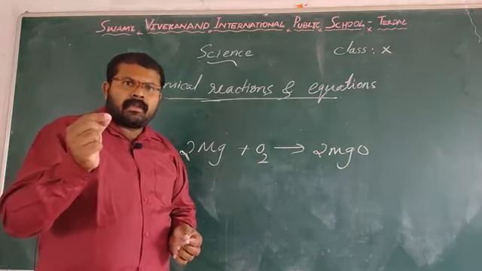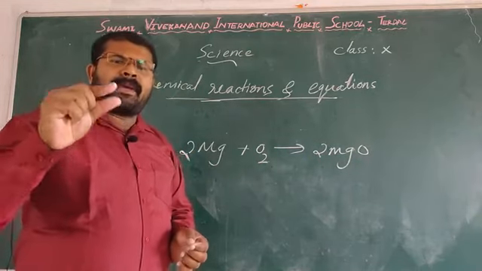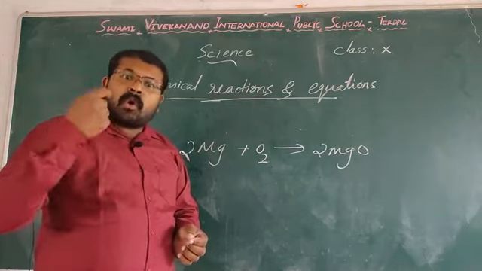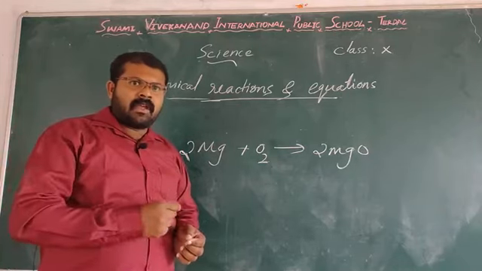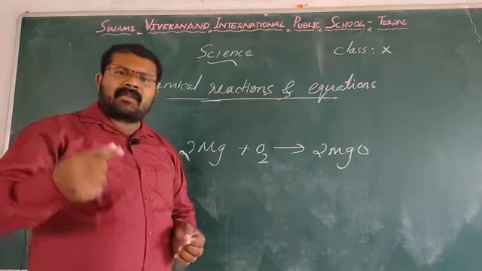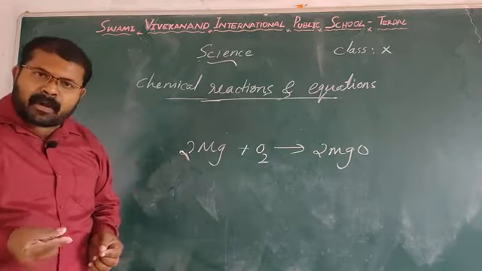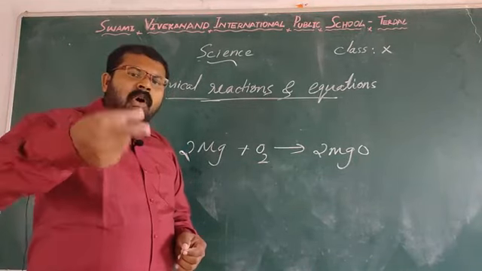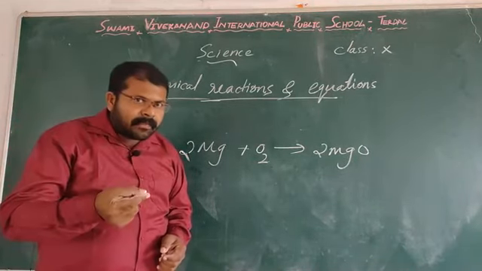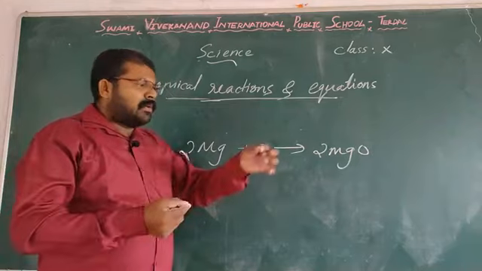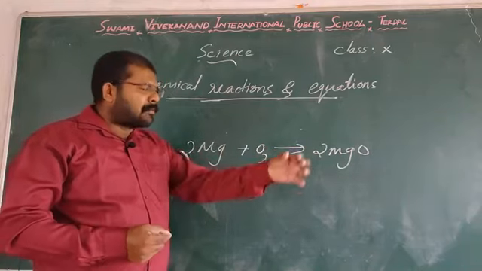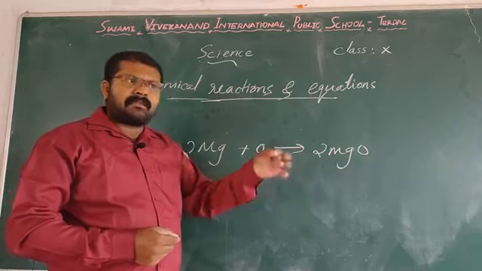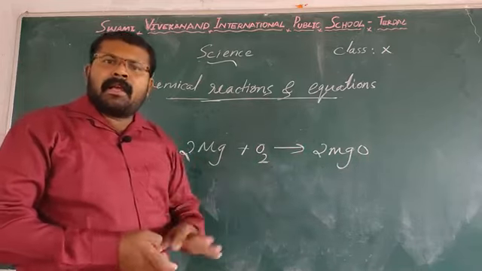Tongs is an equipment or a device used in the chemical lab to hold chemical vessels. Different chemical vessels you can handle or hold with the help of tongs. So you have to hold this magnesium ribbon with the tongs, and you have to burn it with the help of a burner.